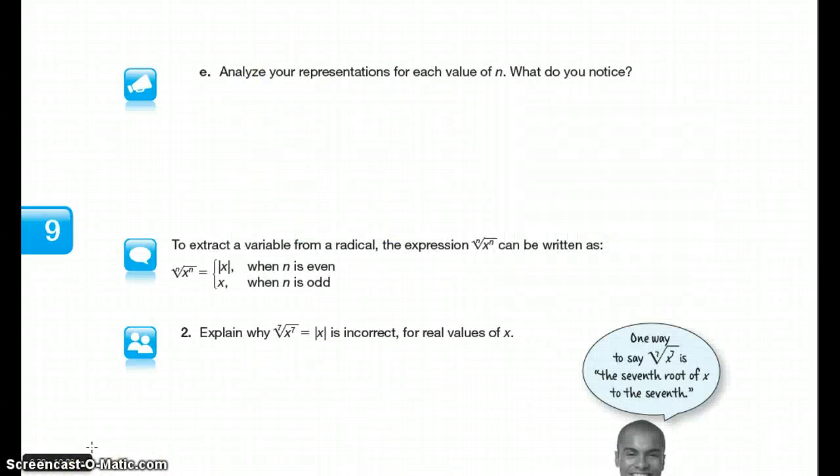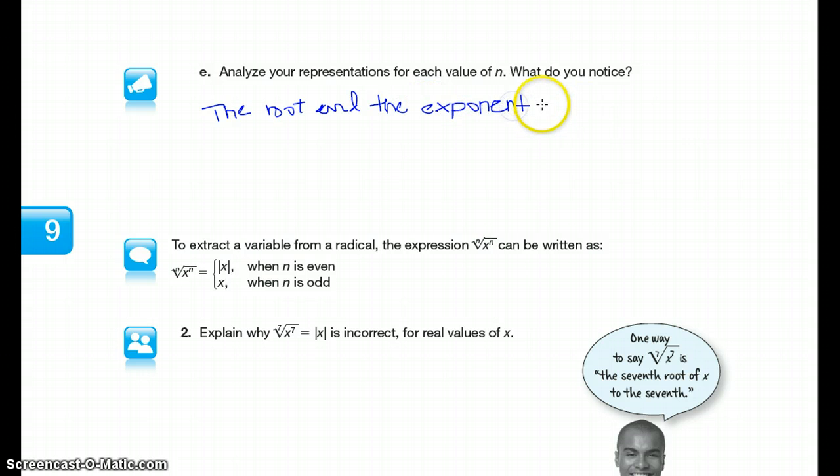Hi, you should have finished your graphs of C and D, and now it's time to just talk about the pattern that you saw. So when you looked at the pattern, what did you notice? What were things that we saw? Well, I hope that you saw that for each expression, the root that we were taking and the exponent were the same. So I'm going to write that down. The root and the exponent were the same.